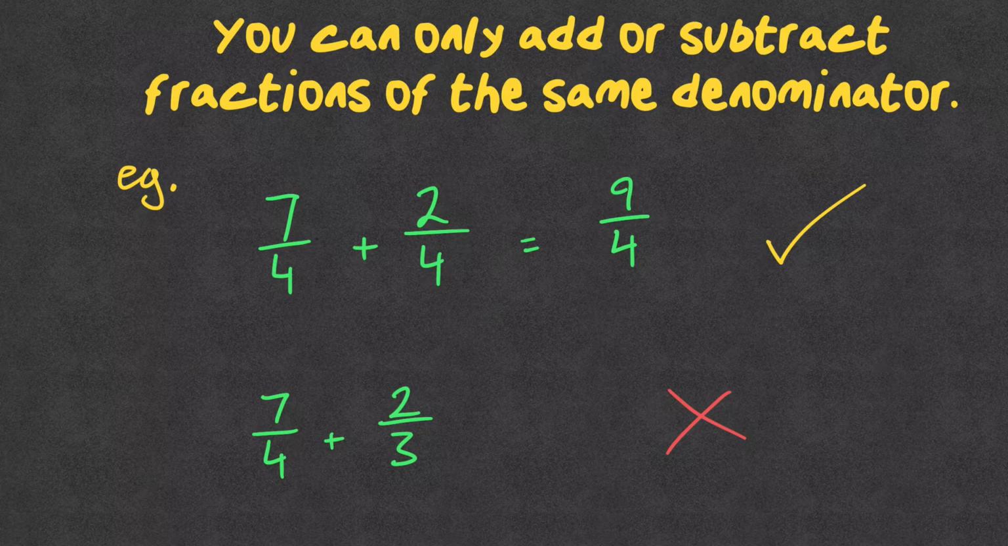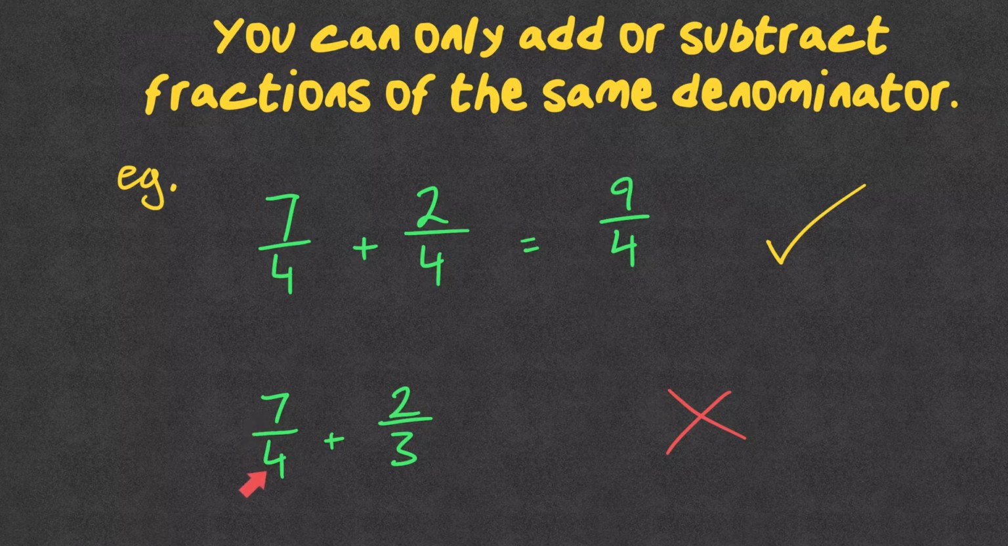So on here, 4s are the denominator. They're the same. So we can add those together. And we don't add the 4s together. We just add the numerators together. So if the denominators are the same, we can add the numerators together. 7 plus 2 is 9, so it's 9 over 4.